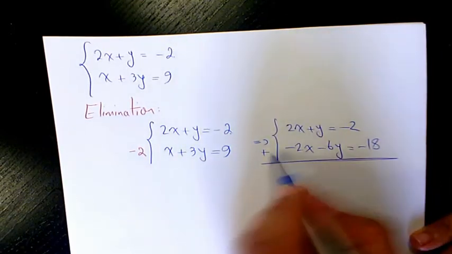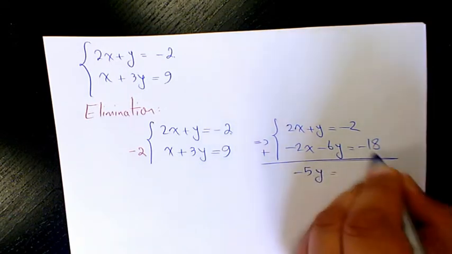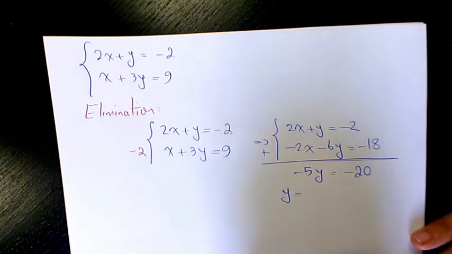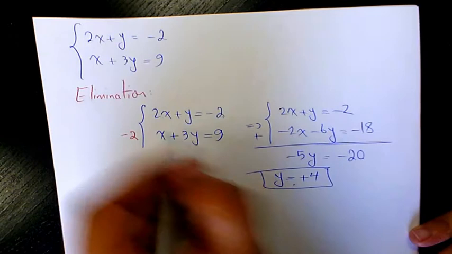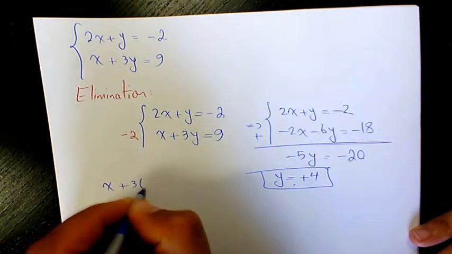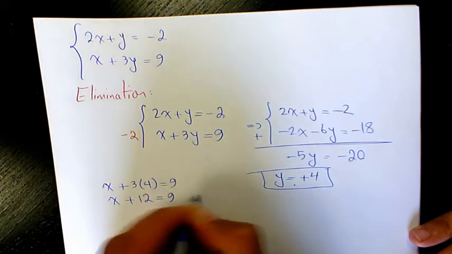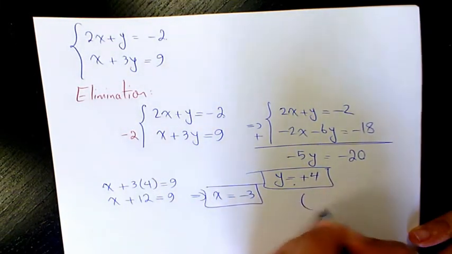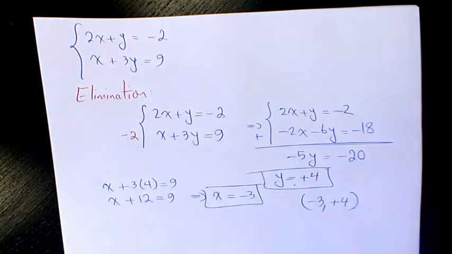When you add them, these two cancel out. -6y and y is going to be -5y. -18 and -2 is going to be -20. So y will be -20 divided by -5. That's going to be +4. Then you sub it there. x plus 3 times 4 equals 9. So x plus 12 equals 9. So x will be 9 minus 12, which is -3. So the point of intersection is -3 and +4 using elimination method.